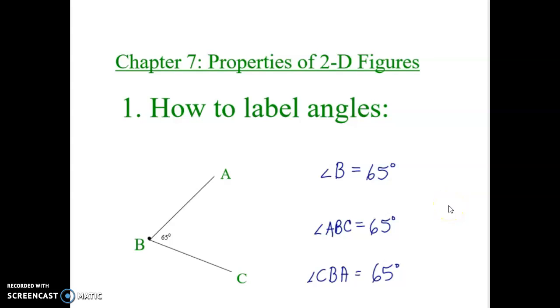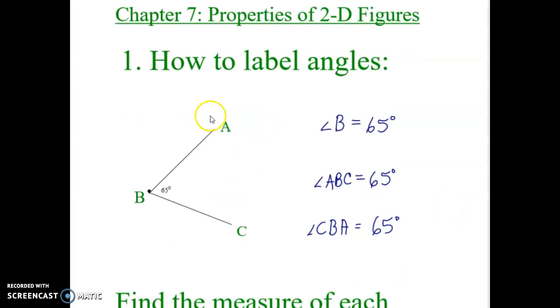So first of all, when we're labeling angles, notice I have an angle drawn here. My angle is 65 degrees. When I name this angle, I have a few options. I could name it simply as angle B, because that's the vertex of my angle, or I could also label it angle ABC. And I also have the option of labeling it as angle CBA.